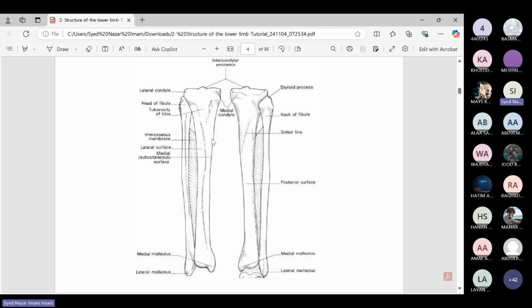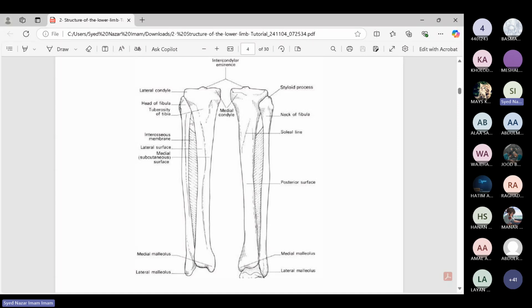You can see the medial surface here, you can see the lateral surface here, and now let's see the posterior. This is the posterior surface, and in the upper part of the posterior surface, there is a line. This line is for the attachment of a muscle which goes toward the sole, and we call this line the soleal line. So this is your tibia with the upper end, the lower end, and the shaft.